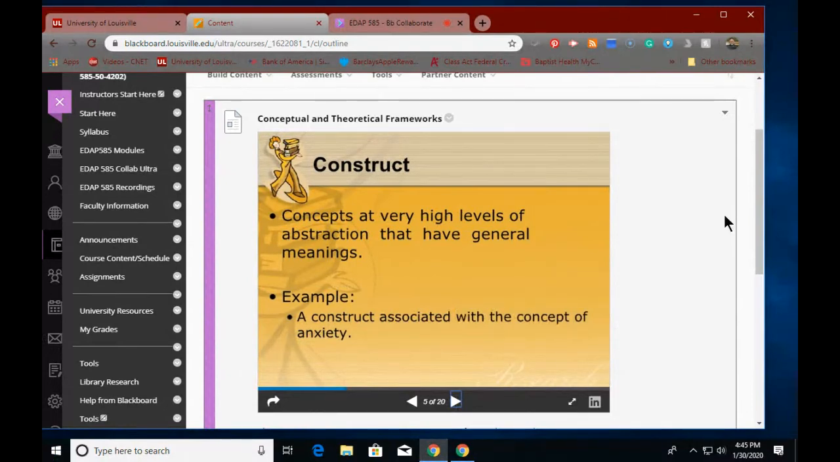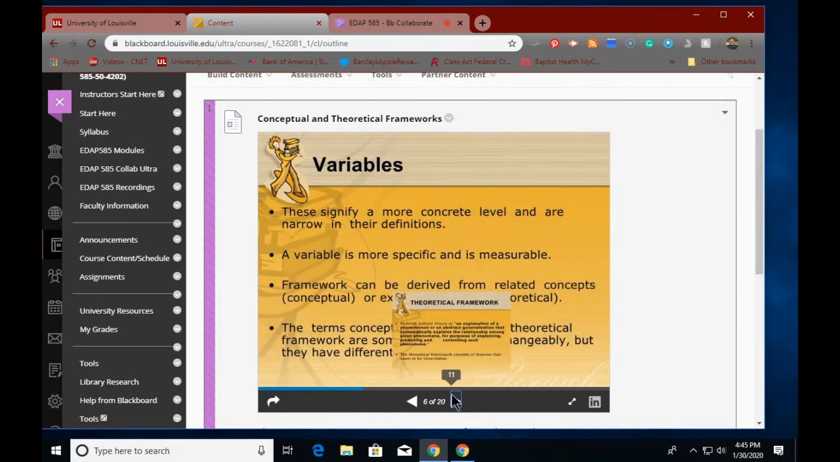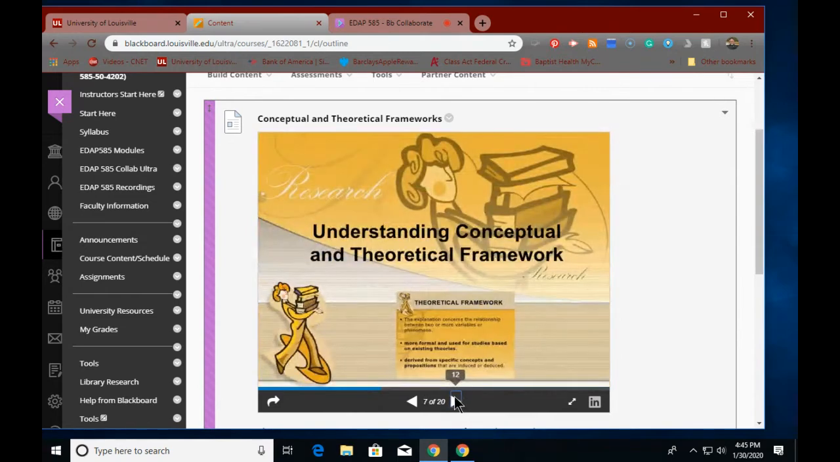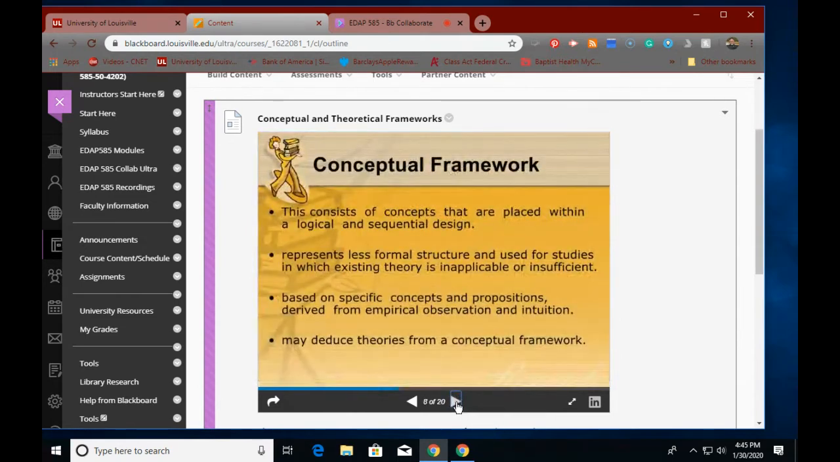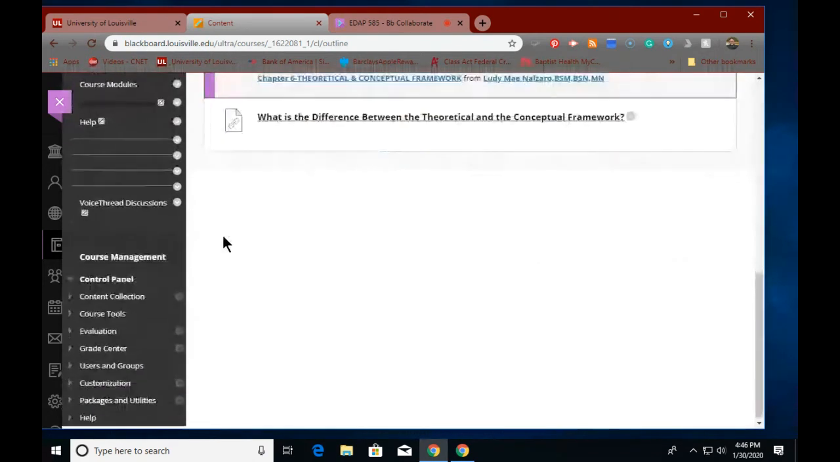So what we're trying to do is look at concepts that have very high levels of abstraction that have general meanings. They've been using the construct associated with the concept of anxiety. Mine would be the idea of teacher adaptation or teacher adoption of technology use in their teaching. So what we were trying to do was look at things in a very, very narrow focus, and then look at it through a lens of teacher use.